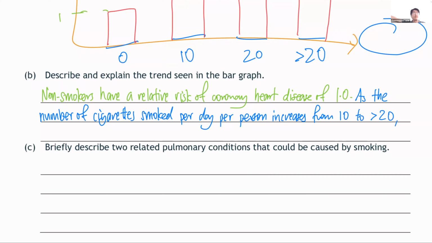So we're going to use data given to us in our graph. Then just truncate it, the risk. Very good. 1.9 to 2.4. So then you're going to give a very short explanation over here.